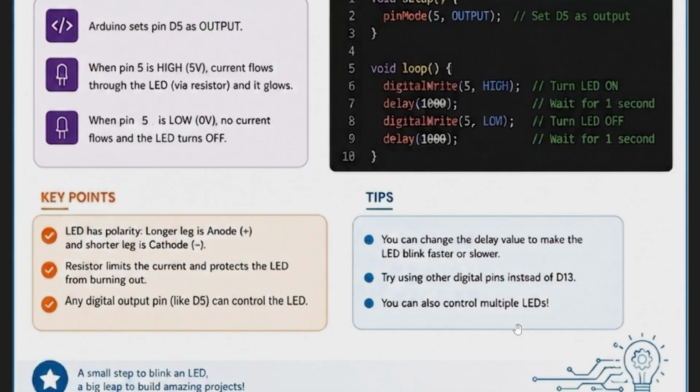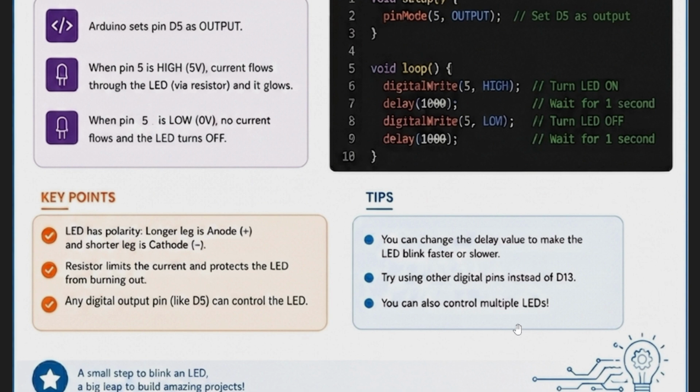Here there are some key points that we have to remember. First, we have to know about the LED and its polarity. LED is basically a light emitting diode. It has two terminals, anode and cathode. Long leg is anode and short leg is cathode, that is negative.